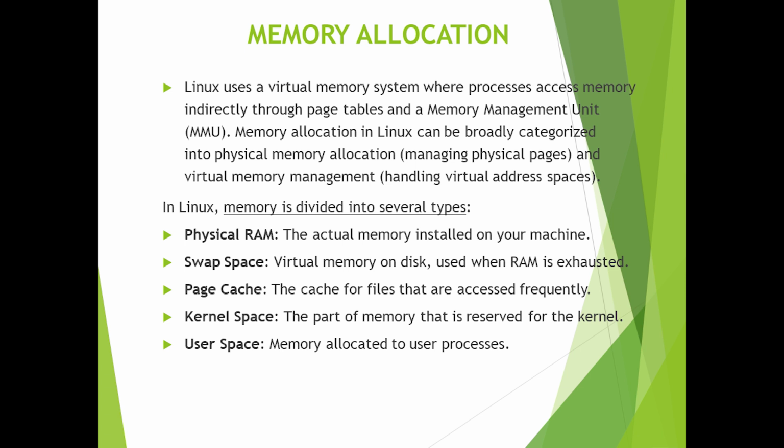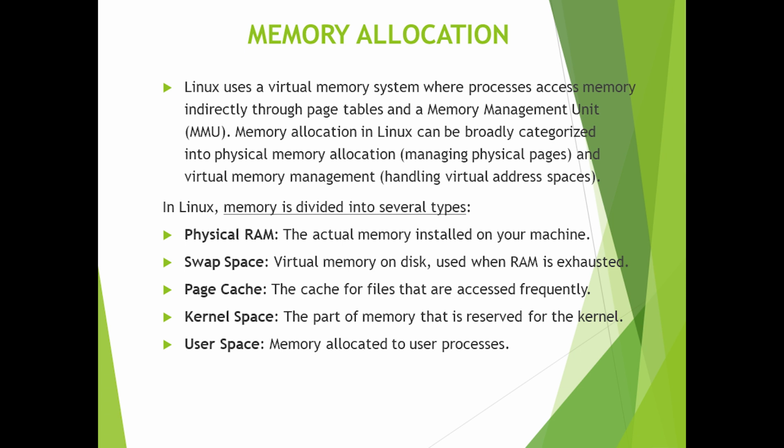In Linux, memory is divided into several types: physical memory, swap space, page cache, kernel space, and user space. Physical memory is the actual memory installed on your machine. Swap space is virtual memory on disk, used when RAM is exhausted. Page cache is the cache for files that are accessed frequently. Kernel space is the part of memory reserved for the kernel. User space is the memory allocated for user processes.